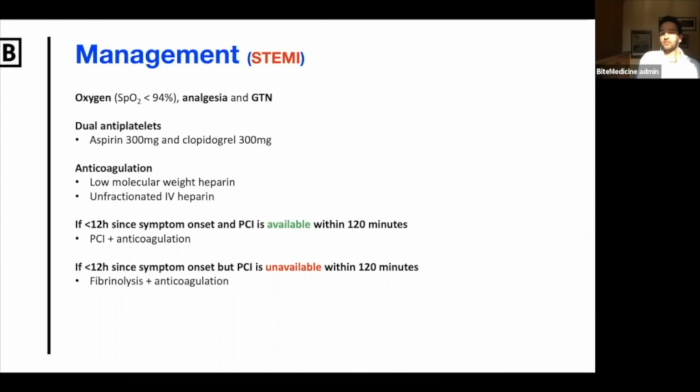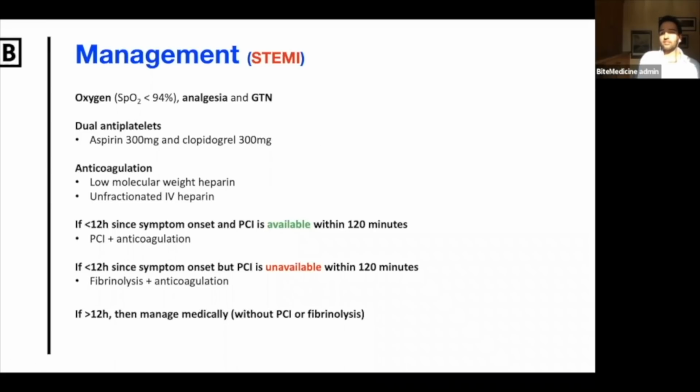Sorry, would you be able to go over the timing? So even if they have shown symptoms, so if they've shown symptoms for 7 hours, it's still within that 12-hour window, then you can consider PCI or fibrinolysis. If you're over 12 hours, then we manage medically with your anticoagulants, antiplatelets, etc.